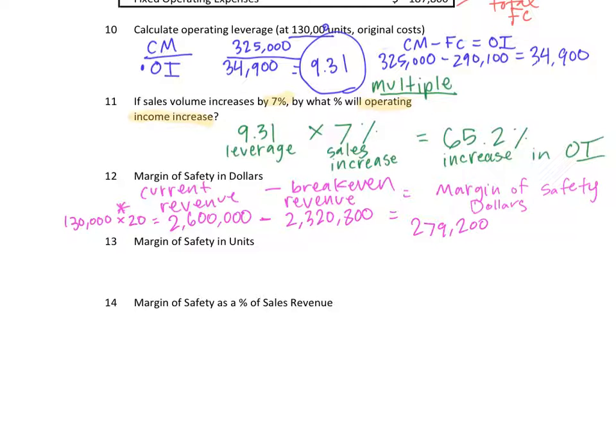The margin of safety is kind of like a buffer. We've calculated that Johnny's Manufacturing could lose $279,200 of revenue and still be breaking even.